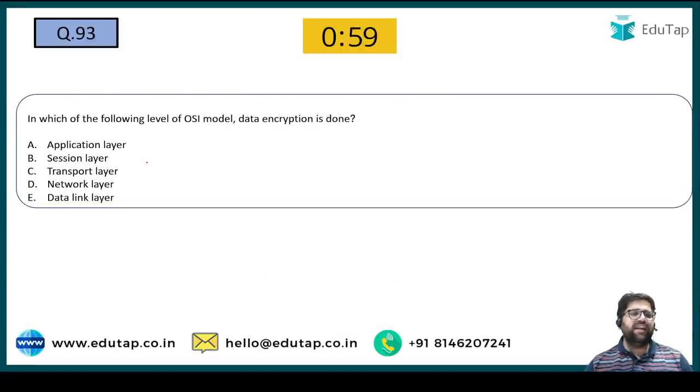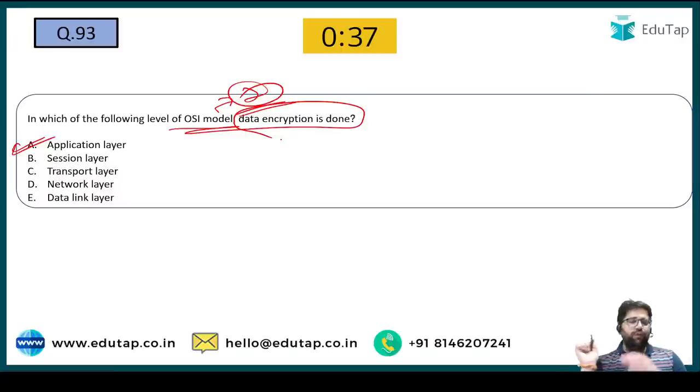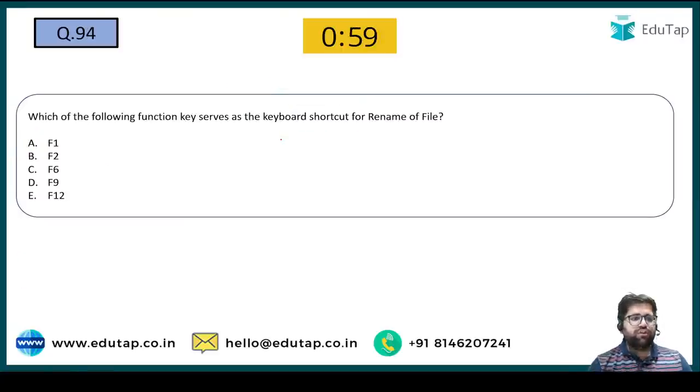Question number 93, in which of the following levels of the OSI model does data encryption take place? Under the OSI model, there are 7 layers which I have just told you about. Please remember that under OSI, we will only deal with the first stage as well as the last stage. The first stage is the application stage and the last stage is the physical stage. So under this particular model, data encryption, the first and foremost thing where you enter your data, takes place under application only.